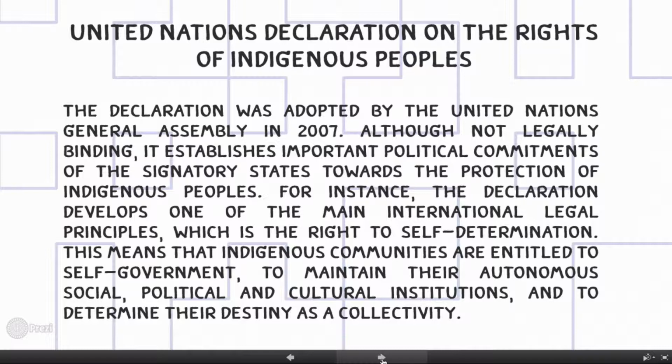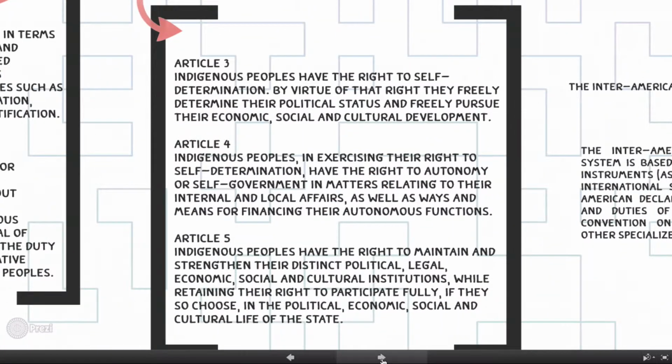This means that indigenous communities are entitled to self-government, to maintain their autonomous social, political, and cultural institutions, and to determine their destiny as a collectivity. Please read about some of the articles that relate to the right to self-determination in the Declaration.